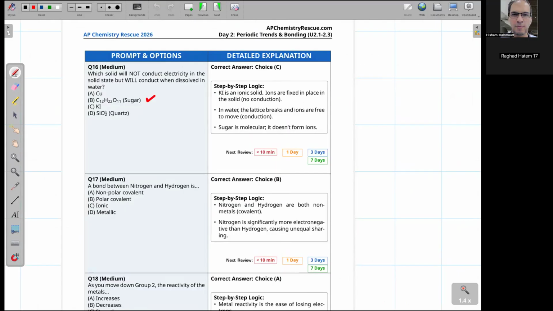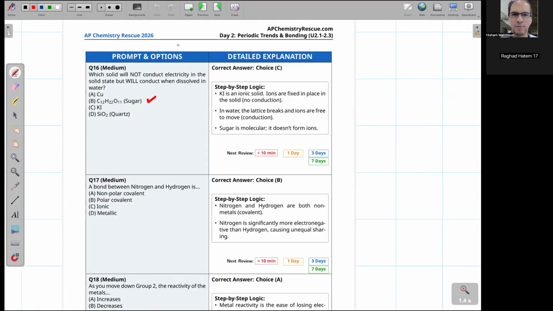What about the other options? The SiO2 quartz is also the same. It has no free charges, and the copper is metallic. It will conduct electricity even if it is solid. So this one conducts if it is solid, that's why it is wrong. He said only in the aqueous, not in solid. That's why I could not pick the copper.